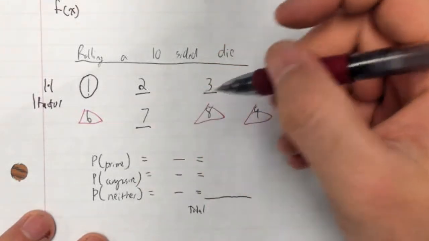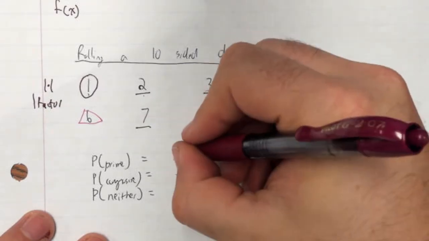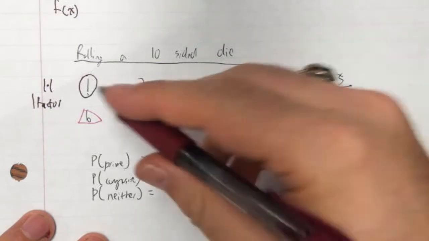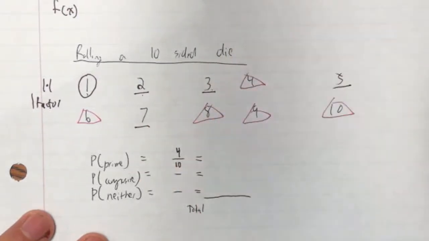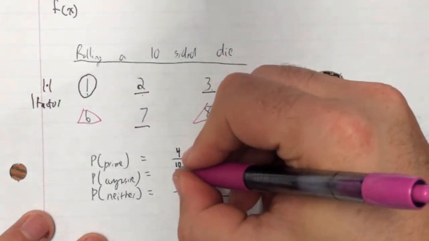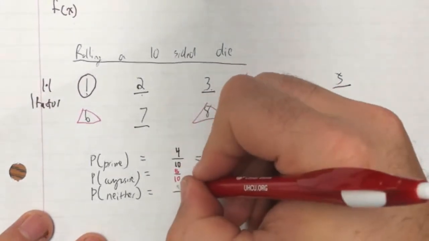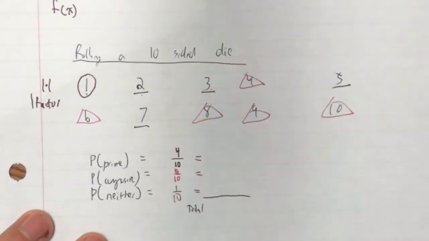Okay, so let's start calculating these. Probability of prime: how many primes are there? 1, 2, 3, 4, divided by total possibilities, which is 10. Composite is 1, 2, 3, 4, 5, so that one is 5 out of 10. And my neither is just the 1, so it's 1 out of 10.